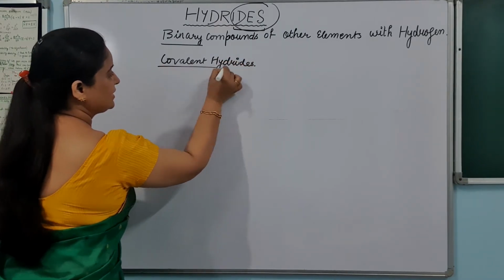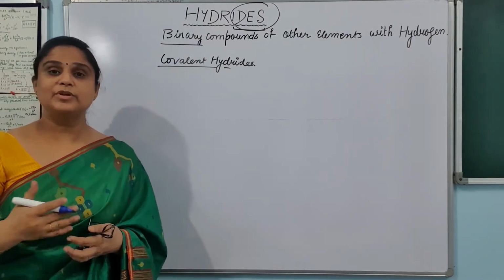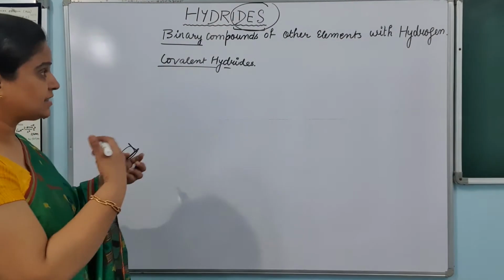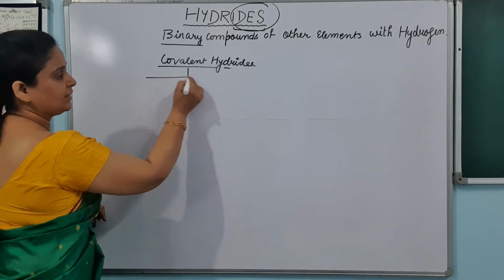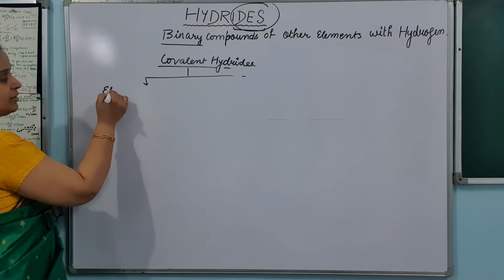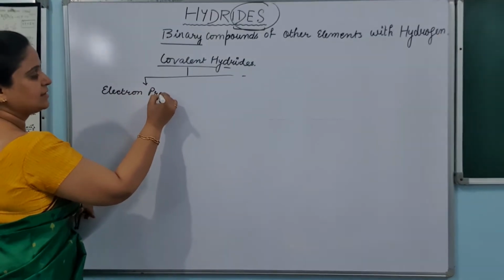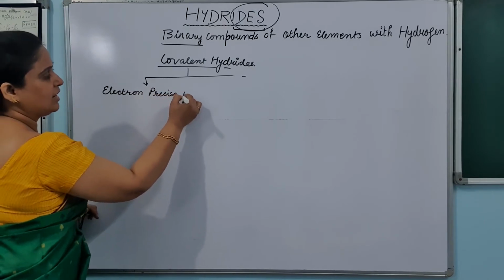As the name is indicating, it is going to connect with the covalent bond. So by the sharing, there will be no charge. This is further divided into three categories. I am starting from the first category, electron precise hydride.